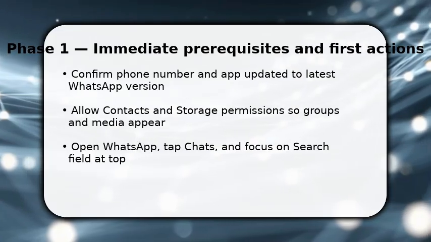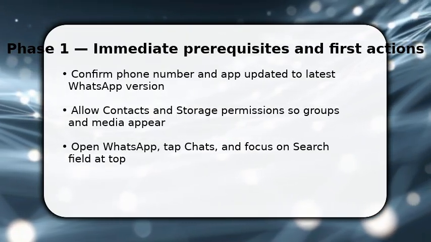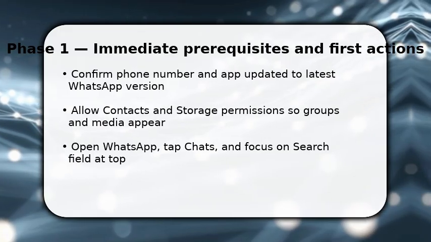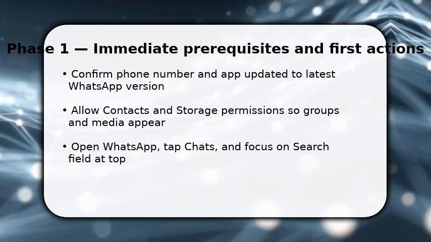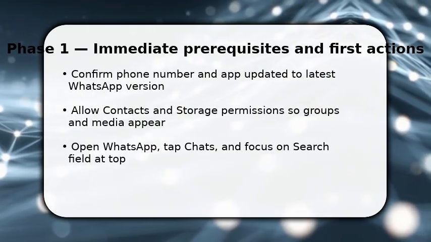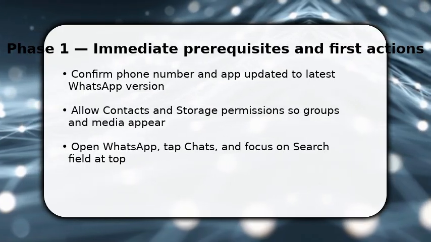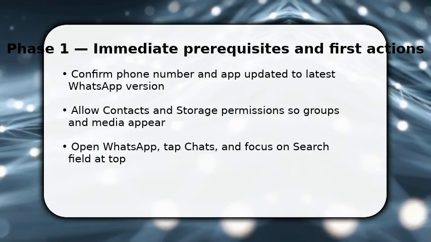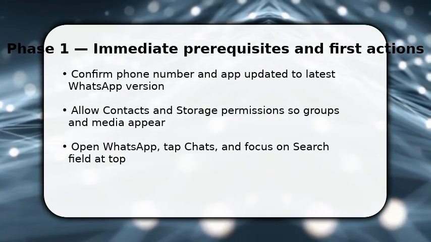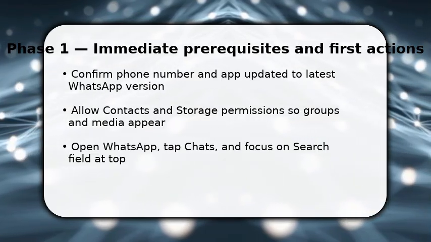You start by making sure WhatsApp is current and you've granted contacts and storage permissions. This ensures group names and members load. Once done, open the app and go straight to Chats. Do not jump to Settings. Tap the search field at the top. This is where you'll query group names, members, or keywords. You're preparing the environment so your searches return accurate results rather than incomplete chats. This step saves time and prevents false negatives later.